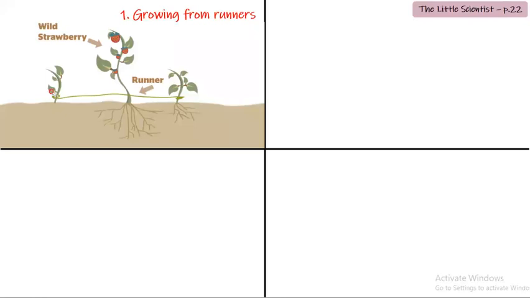New plants are growing from special places in the plant. A strawberry plant reproduces asexually by making runners. What's a runner? The runner is a stem. This stem grows above the ground.